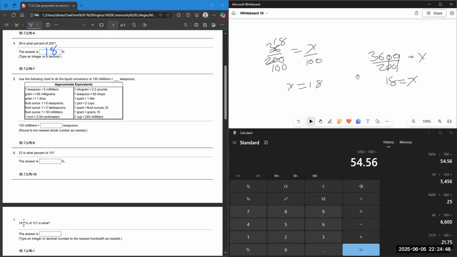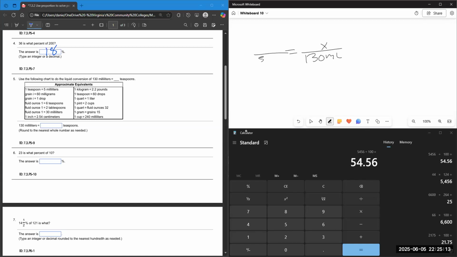All right, let's look at number 5. Use the following chart to do the liquid conversion. 130 milliliters to teaspoons. So 130 milliliters goes down here. Teaspoons, 5 milliliters in 1 teaspoon. Milliliters cancels. 130 over 5 is X, and that's 26. All right.